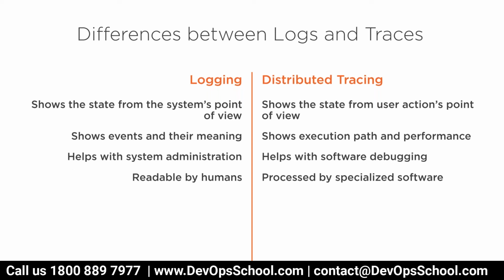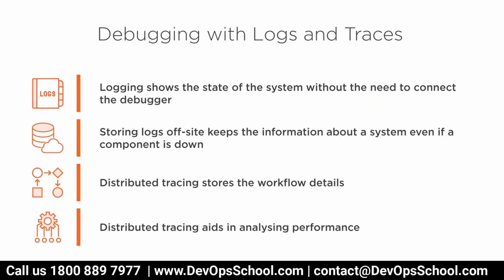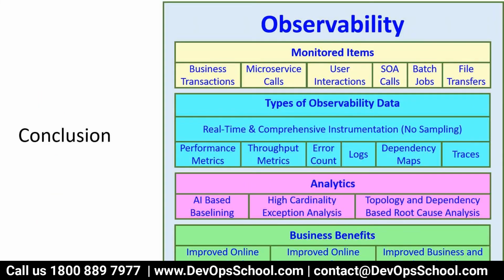Logging helps with system administration. Tracing helps with software debugging. Logging is readable by humans, while tracing is processed by specialized software. Okay, and we also do debugging with logs and traces in a distributed environment. So yes, conclusion. Let me tell you, monitoring is dead. Monitoring is dead. What we should do is set up observability.